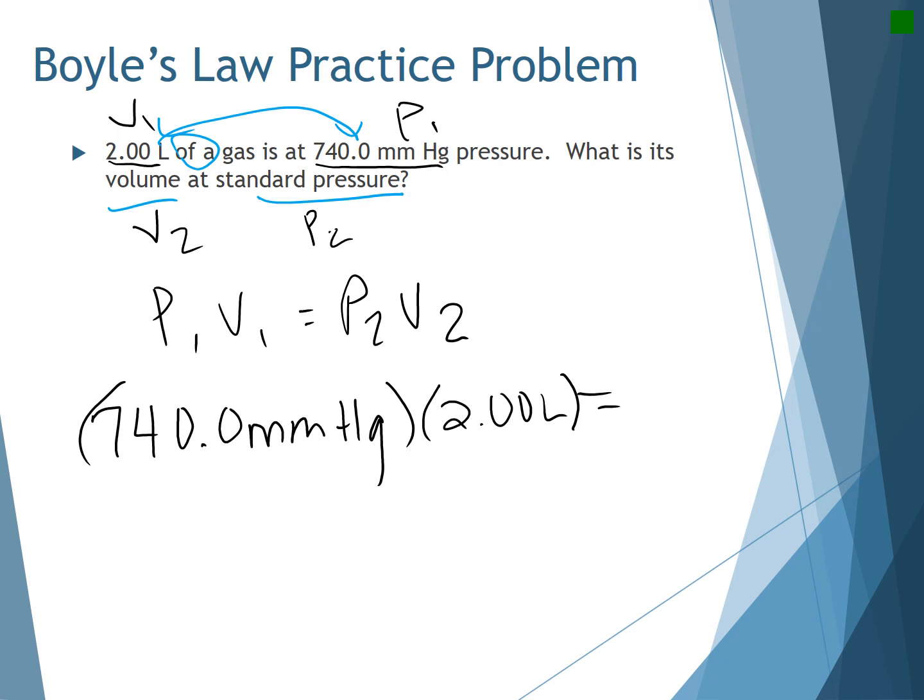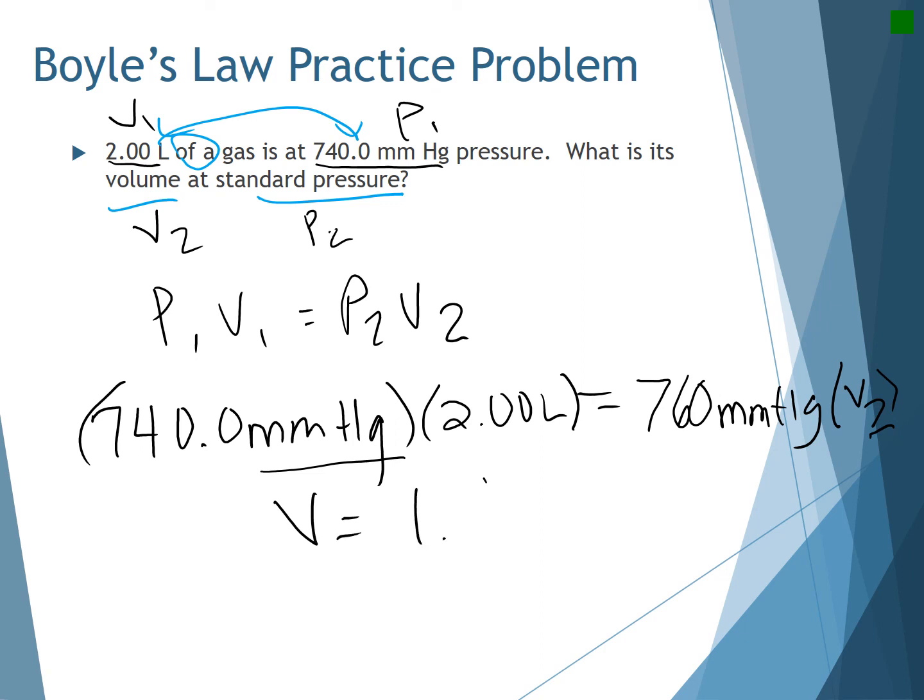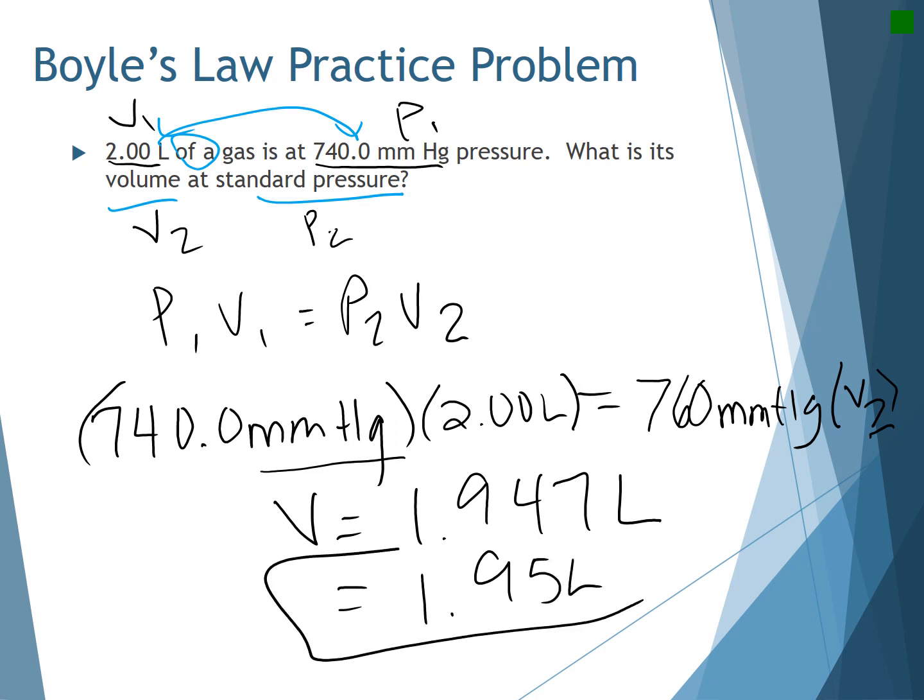Because I'm in millimeters of mercury on the left side, I'm going to be in millimeters of mercury on the right side, which is 760 millimeters of mercury, times my variable V2. When you solve for volume, you get volume equals 1.947 liters. When you round to sig figs, you get 1.95 liters.